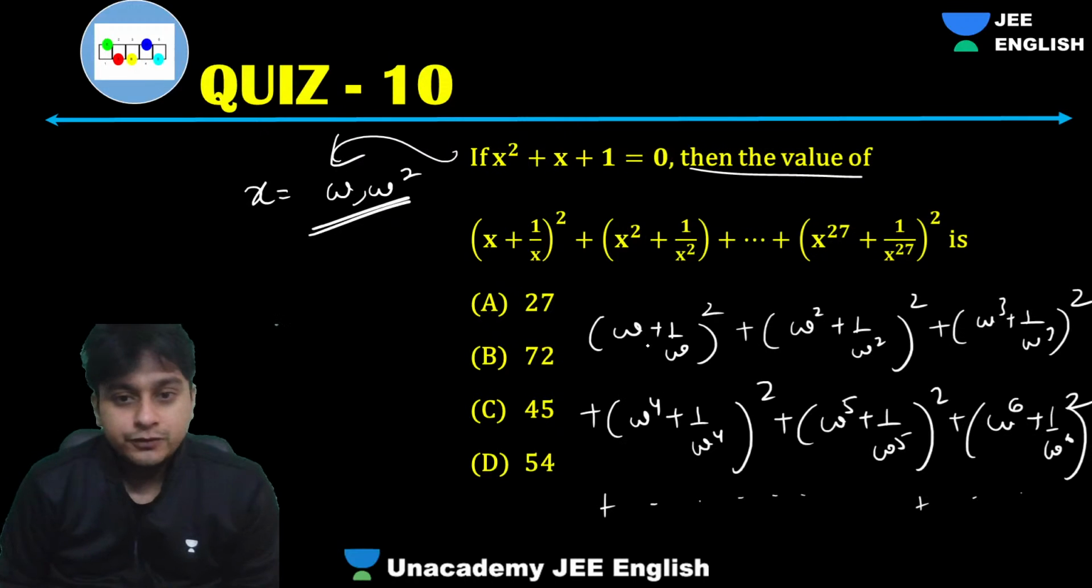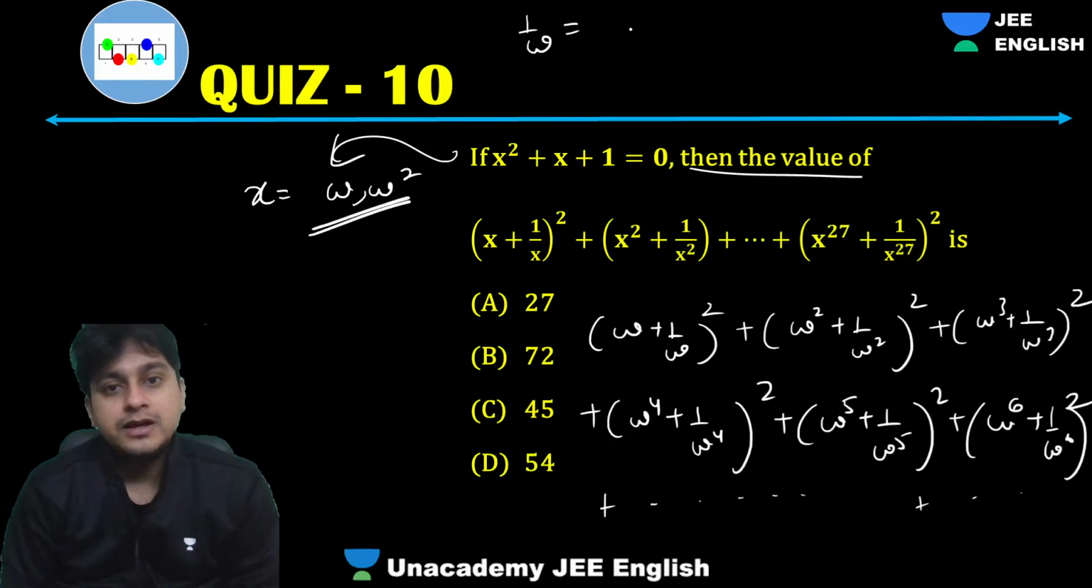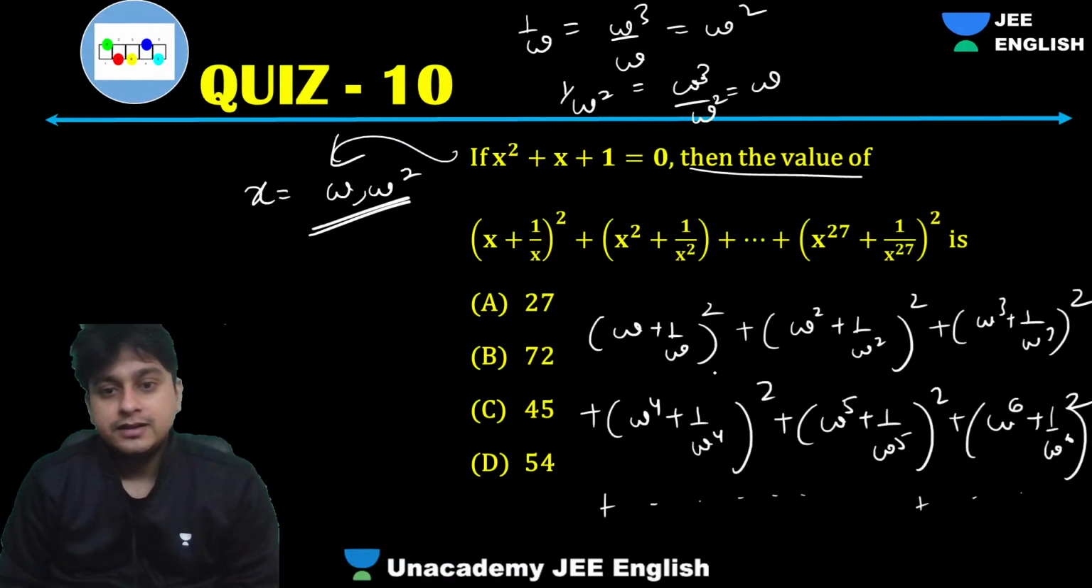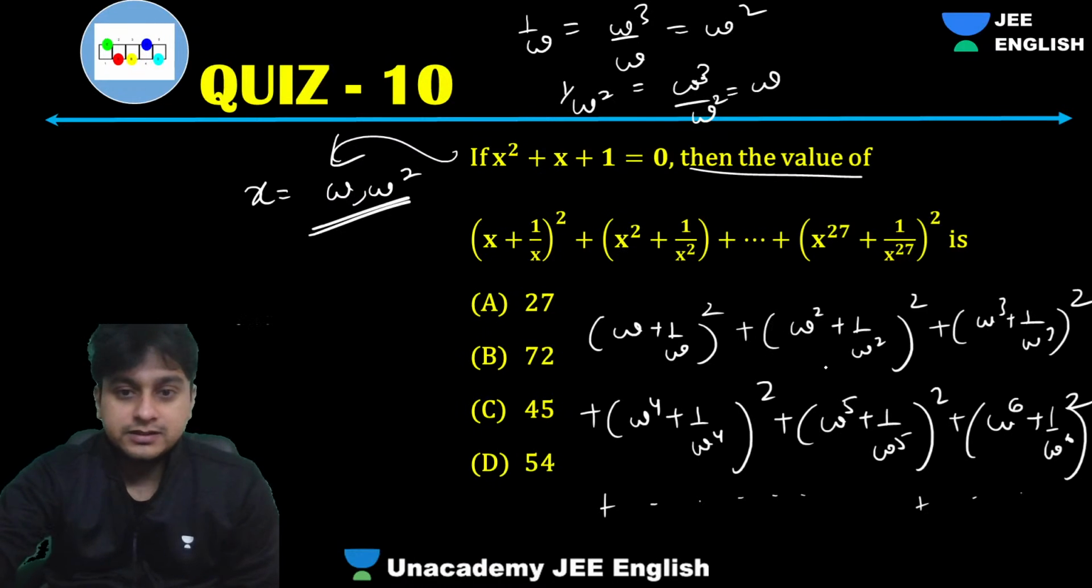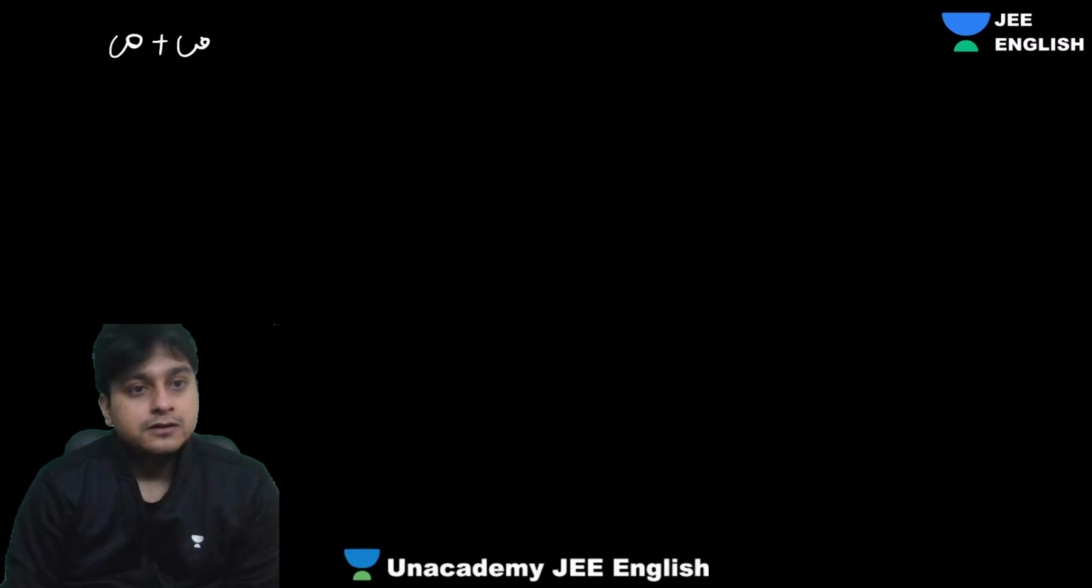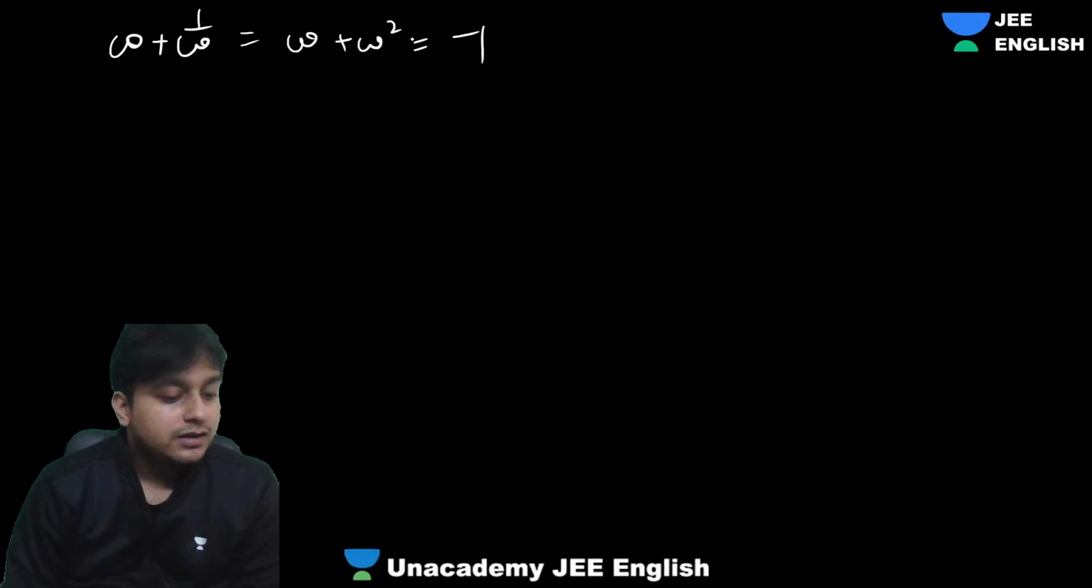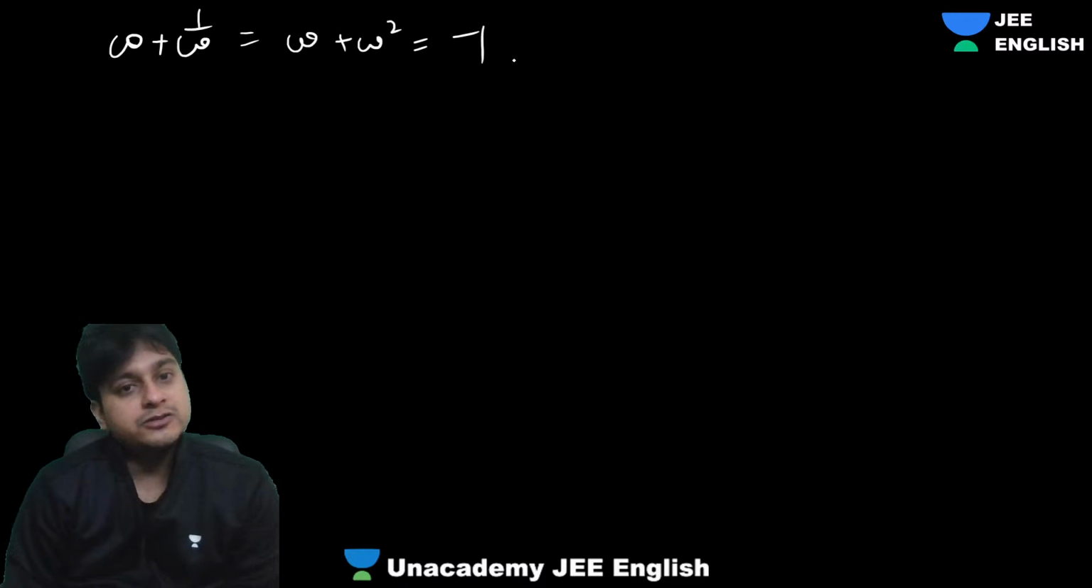Okay. If you look at this 1 by omega, guys, what is 1 by omega? Everyone should know that. Right? You can write omega cube by omega, so this will be omega square. What about 1 by omega square, which will be omega cube by omega square, it will be omega, right? So actually, what is it coming out as? This part, omega plus 1 by omega, will be nothing but omega plus omega square, which is nothing but minus 1, na? Because 1 plus omega plus omega square is 0.